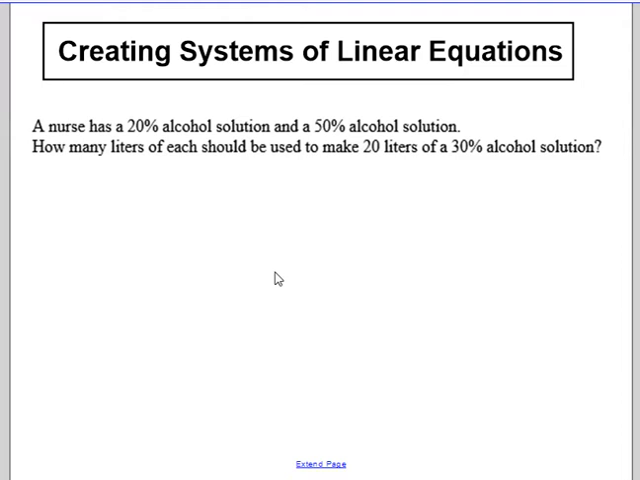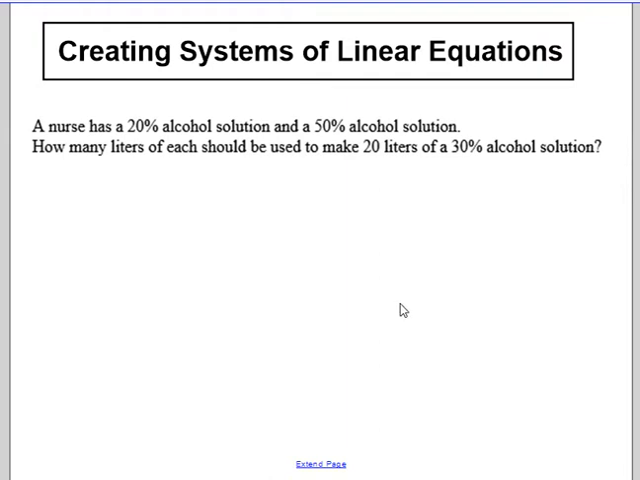So this first one I have for us here is the quintessential chemical mixture problem. A nurse has a 20% alcohol solution and a 50% alcohol solution. We want to know how many liters of each should be used to make 20 liters of a 30% alcohol solution. Okay, so in other words, this nurse needs an alcohol solution to disinfect a wound or to treat something. She wants to use a 30% solution, but all she has is a 20 or a 50, so she's going to have to mix them together to make a new solution.